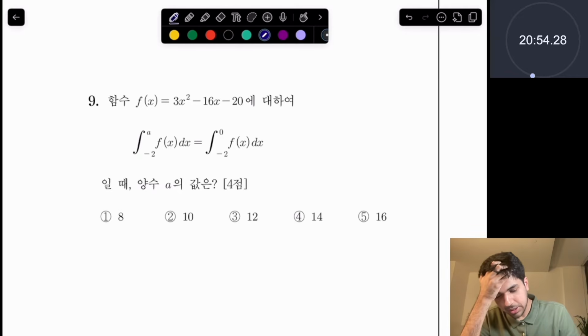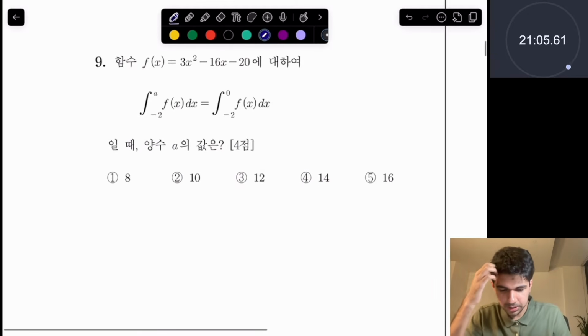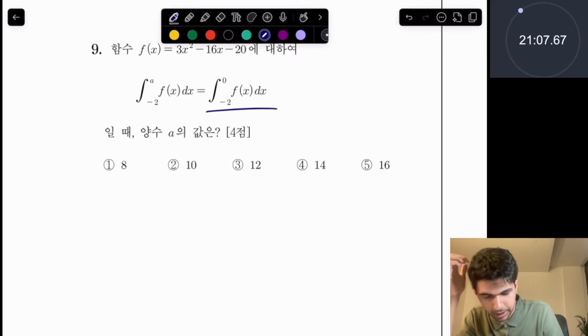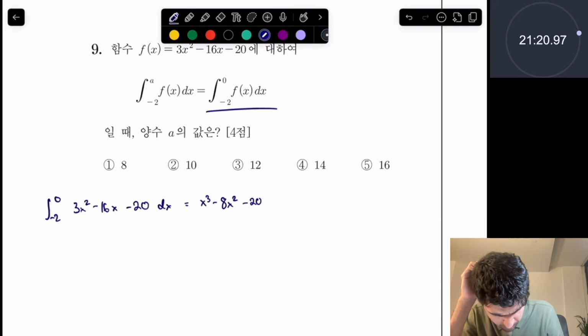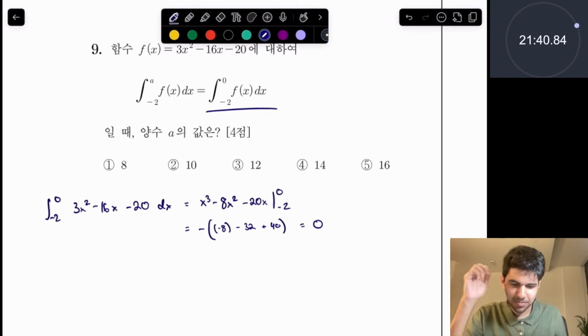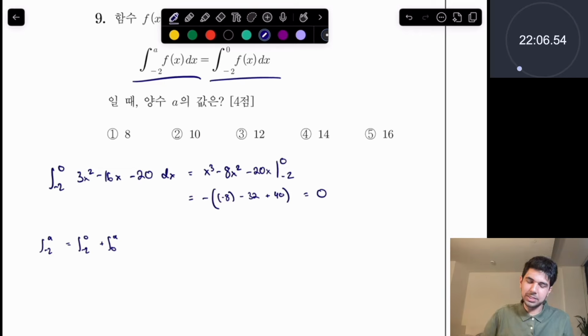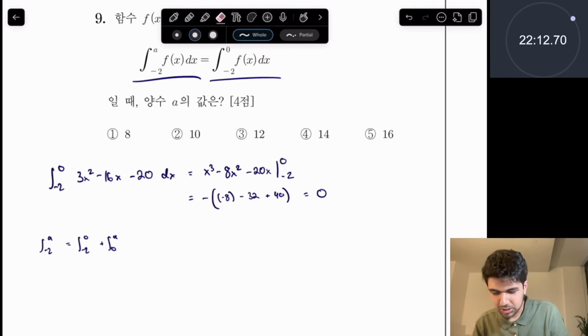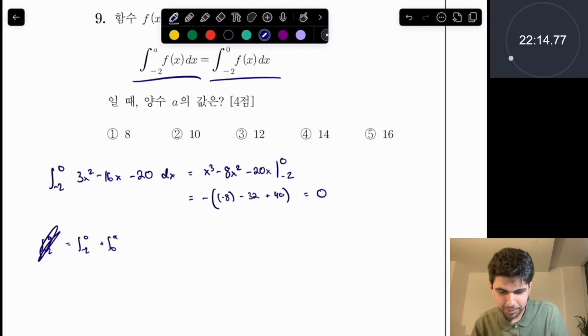Okay, so it's looking like we just need to find a value of a that satisfies the equation. So, okay, let's just evaluate the integral on the right-hand side first and see what happens. Looks like it's just equal to 0. So maybe if we evaluate from 0 to a and find the value of a that makes that equal to 0, we'd be in business as well. So let's try that, see what happens.